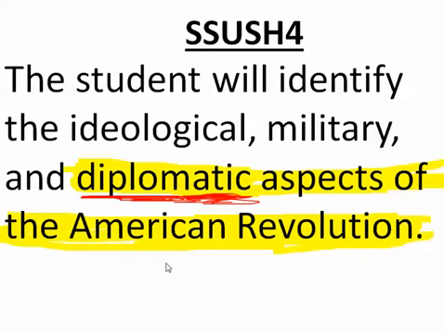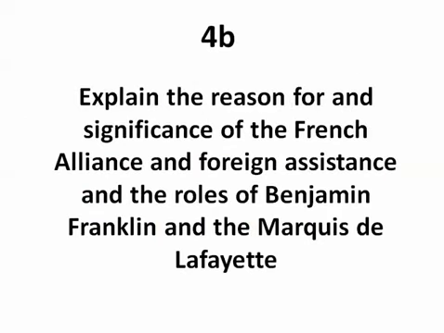All right, let's look real quick at the standard here. Standard 4 again. The student will identify the ideological, we've discussed that, military and diplomatic aspects of the American Revolution. Now we want to talk about the diplomatic aspects of the American Revolution. So let's turn to 4b.